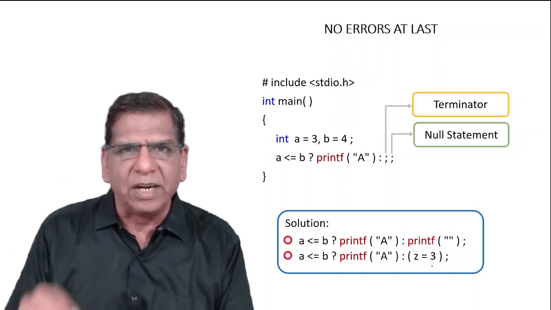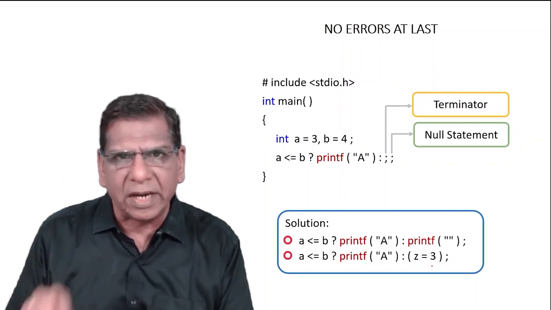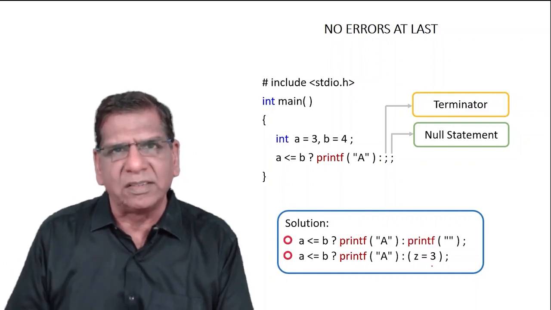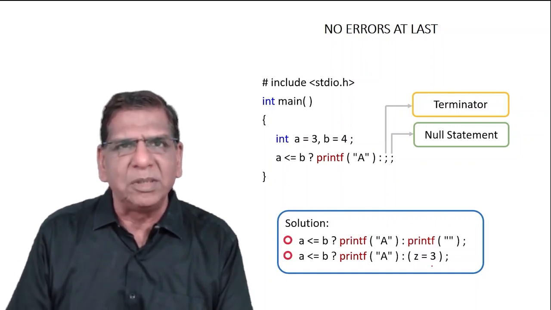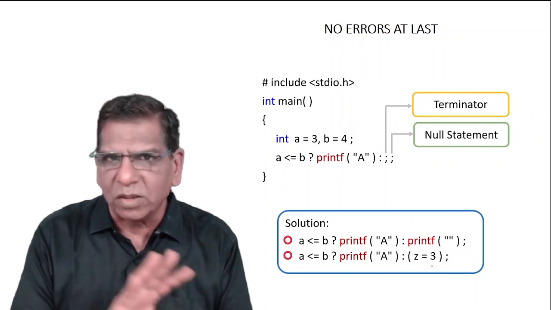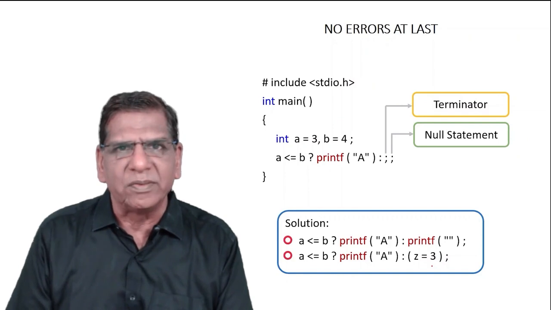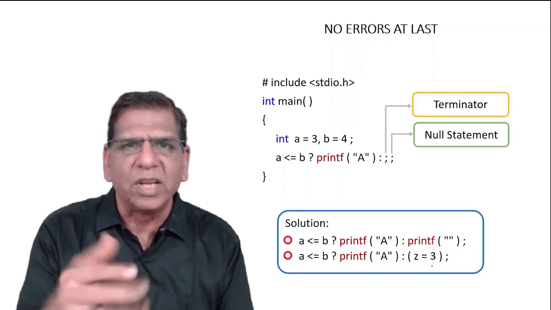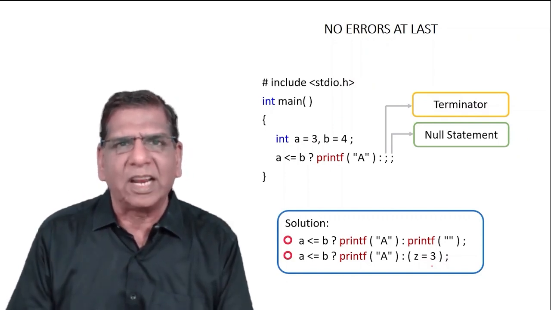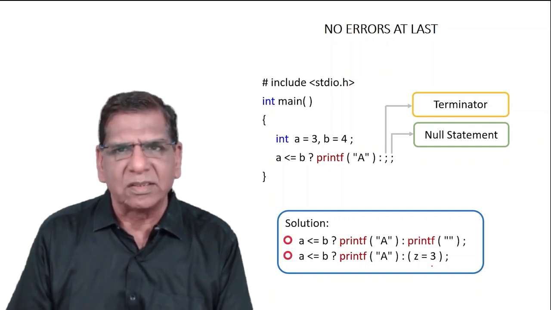You will agree that printf and the empty pair of double quotes, similarly z equal to 3, these are merely dummy statements. They are not serving any other purpose other than perhaps satisfying the ego of that colon. It needs something, you gave it something. Functionality wise, those statements do not really do anything for us. In that sense, they are merely dummy statements.